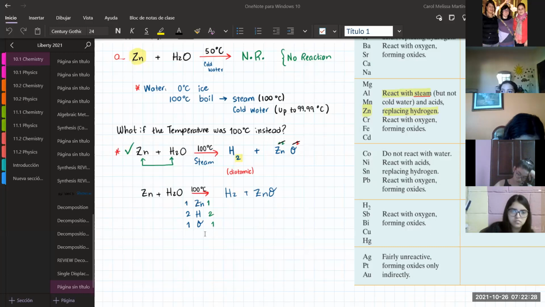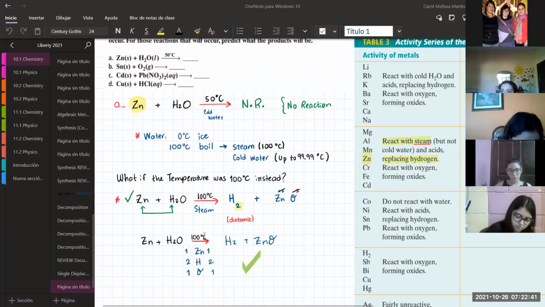But not all of them are going to be balanced. So it's good that you check that it is balanced. Any doubt on the first example?